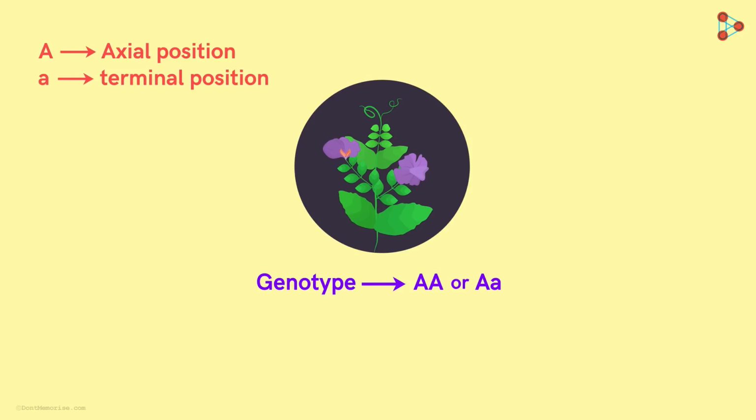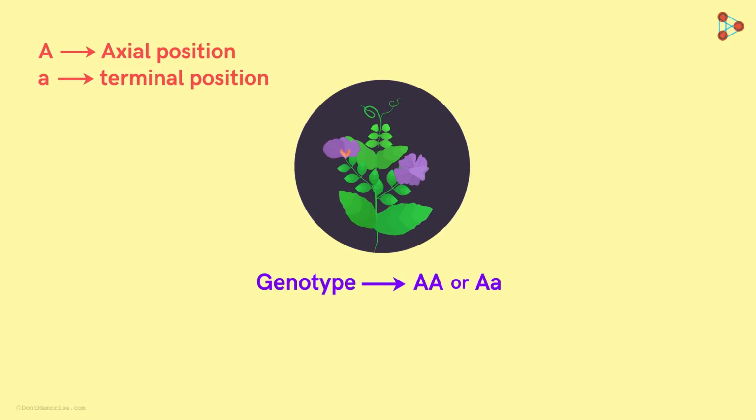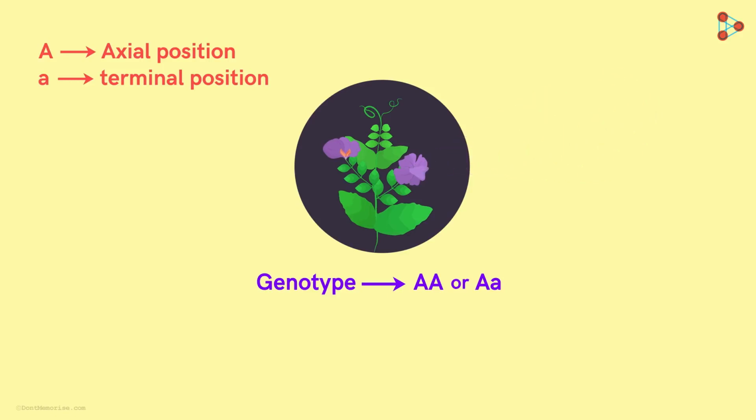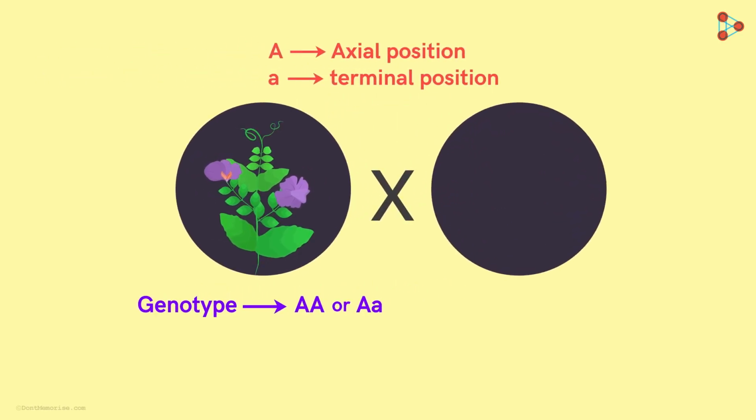Is there any way in which you can find the genotype here? Think about it. Maybe a test would help. Can we look at the chromosomes and say which genes are present on them? Nope, that's not possible at all. Then what kind of a testing method would help us? It's simple actually. The only way to know the genotype of this plant is by crossing this with a plant whose genotype is known to us.